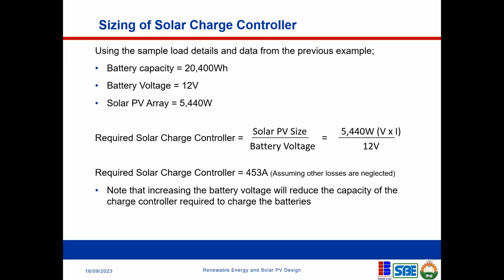So we are done with the 5 parameters that we need to calculate. We need to calculate the load, the battery capacity, the array, the inverter, and the charge controller. So we have done that. This is a charge controller of 453 amps. You may not see this kind of charge controller in the market. So what that means is that you need to buy multiple.